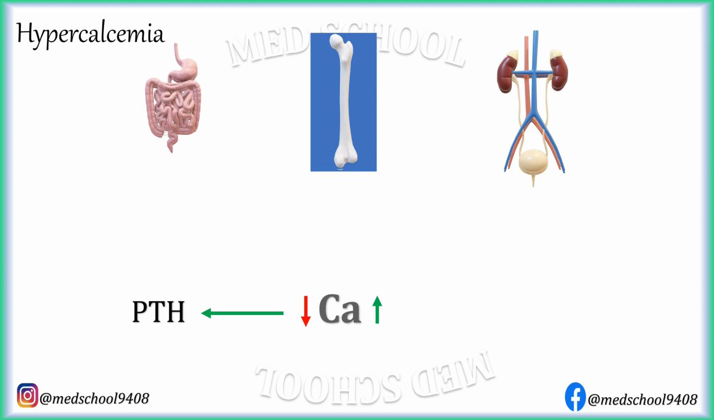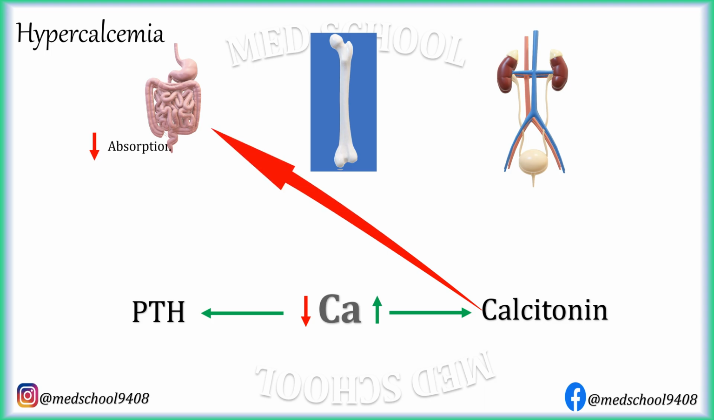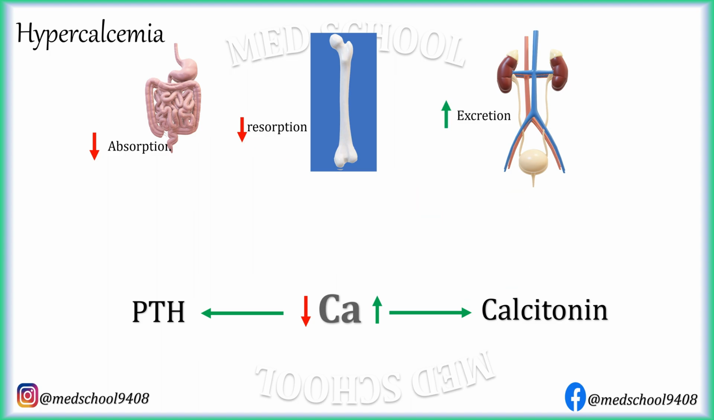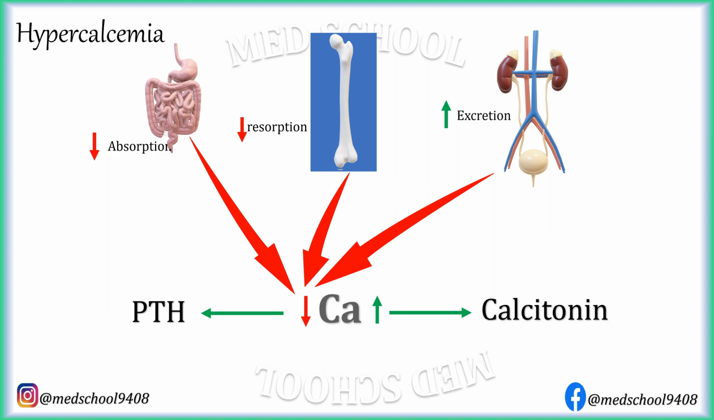When serum calcium level rises, this induces secretion of calcitonin from thyroid gland. Calcitonin causes decreased absorption of calcium through intestine, increased deposition of calcium into bones, and increased excretion of calcium through kidneys. All these processes lead to fall in serum calcium level.